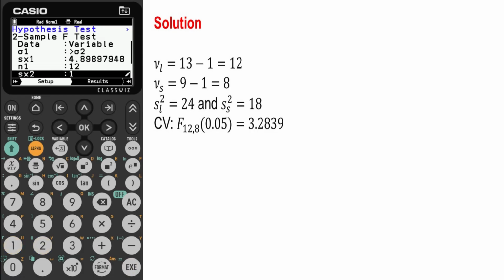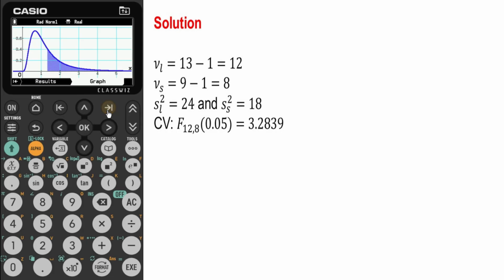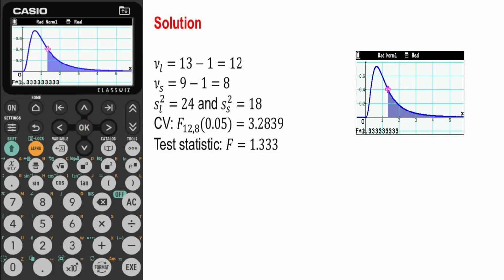For sx2, that's the smaller, so we have the square root of 18 and n2 is equal to 8. Let us execute. You can see F is equal to 1.333. If I press the tab key to go to the graph and then press the tools key, you can also see that here.